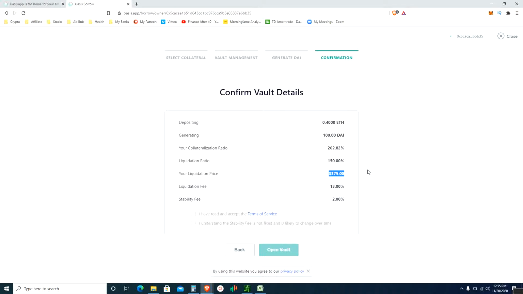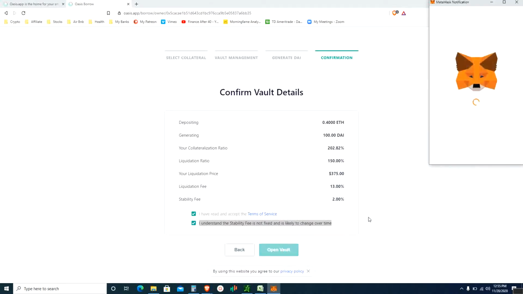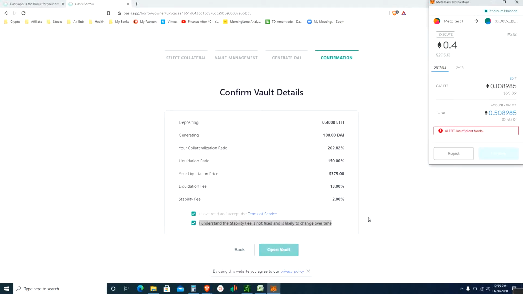They're gonna pay $100 DAI, and they're gonna smack, as I said, another liquidation fee, 13%, and the 2% fee. That's a given. If you're gonna click here, I agree and all that stuff. I understand. The stability fee is not fixed and is likely to change. Click open vault just to see how much it's gonna take as fees. I'm not gonna approve, but we'll see what we see.